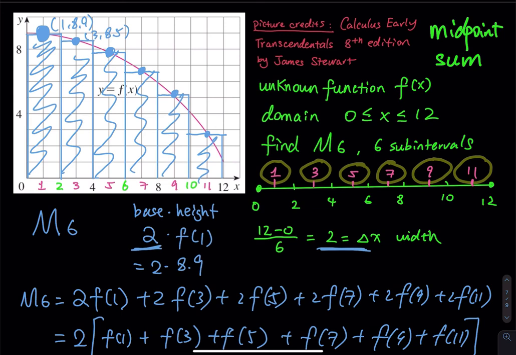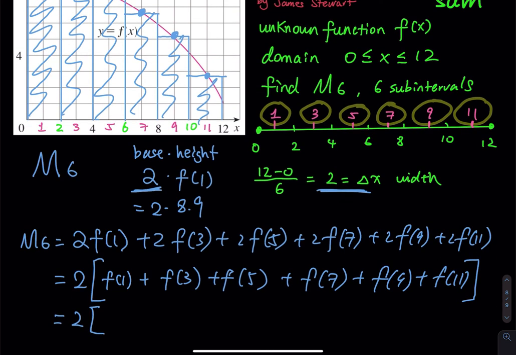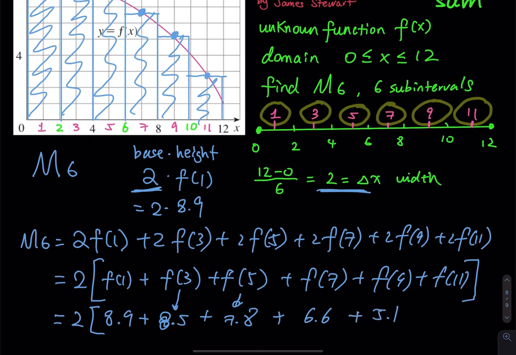So to solve that issue, here is how I write my in-class exam. I provide a table of values, so you don't need to guess. All right? So let me just give you the values. That is 8.9. When x is equal to 3, you have 8.5. When x is equal to 5, you have 7.8. And then x equals 7, you have 6.6. x equals 9, you have 5.1. x is equal to 11, you have 2.8.